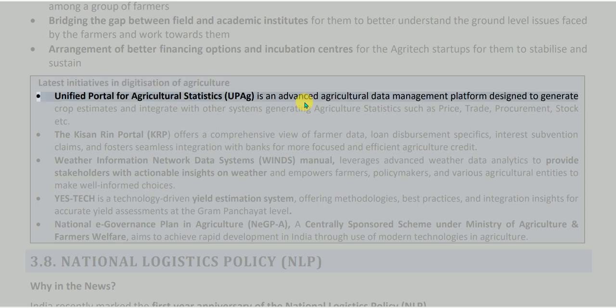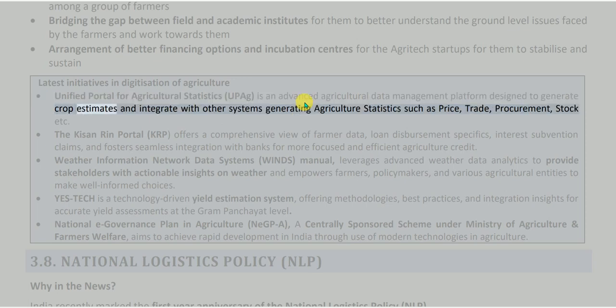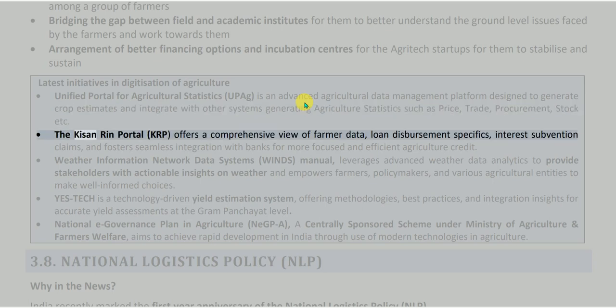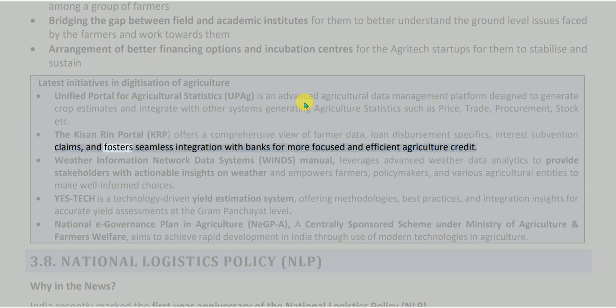Unified Portal for Agricultural Statistics, UPAg, is an advanced agricultural data management platform designed to generate crop estimates and integrate with other systems generating agriculture statistics such as price, trade, procurement, stock etc. The Kisan Rin Portal, KRP, offers a comprehensive view of farmer data, loan disbursement specifics, interest subvention claims, and fosters seamless integration with banks for more focused and efficient agriculture credit.